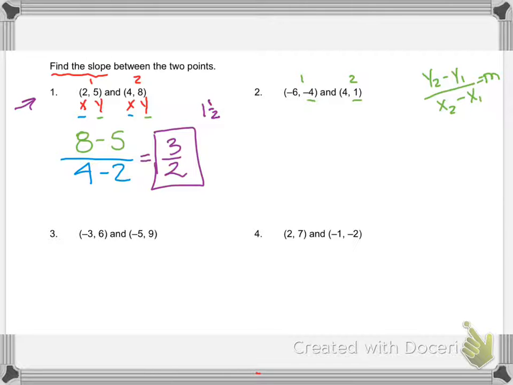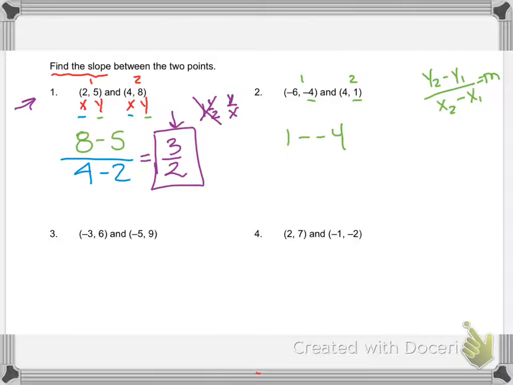Now remember, slope has to be a comparison of the y over the x. Okay, so a mixed number doesn't make sense for slope. So you always want to make sure that you have it as a simplified fraction. Improper fraction is fine, where the bigger number is on top. Okay, but it should not be a mixed number. Okay? All right, let's try the second one.